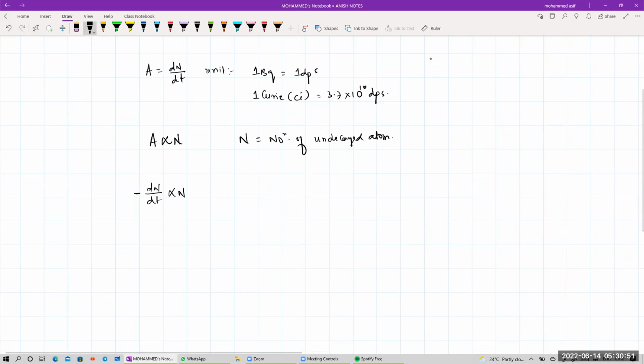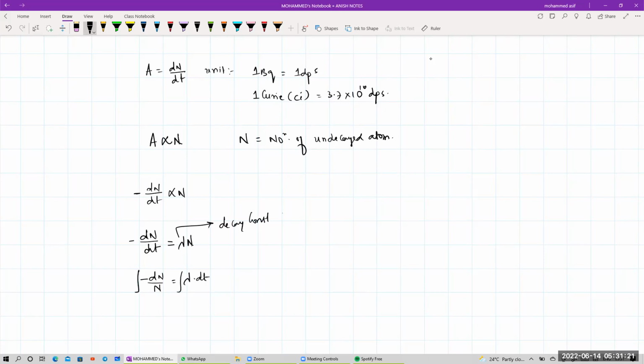If I simplify this further, minus dN divided by dt, removing the proportionality constant, equals a constant lambda into N, where lambda is known as the decay constant. Now take all the N terms on one side. Minus dN divided by N is equal to lambda into dt. Now integrate on both sides with proper limits.